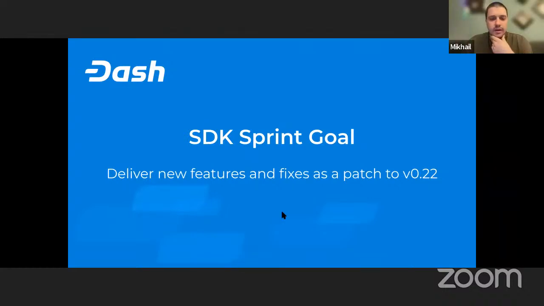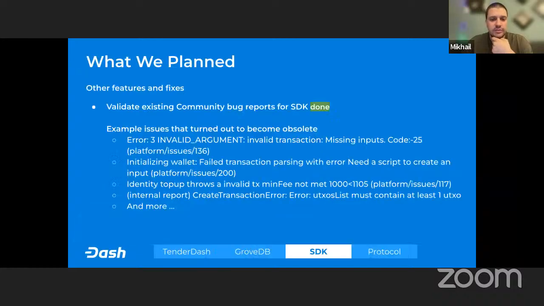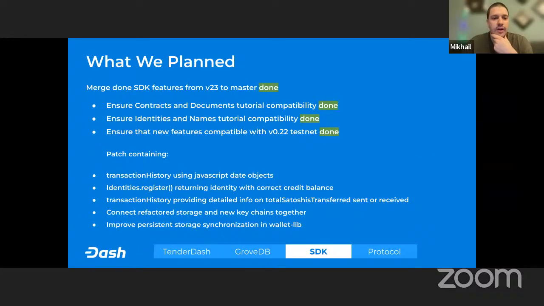Hey everyone, I'm Mikhail from the SDK team, and in the last sprint we were working on pulling some changes from the V23 into master. We were stabilizing the master build. We added some fixes from the V23, so transaction history is now shown correctly as a JavaScript date object instead of milliseconds.